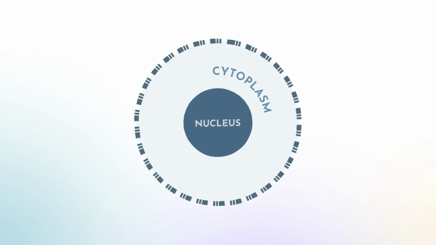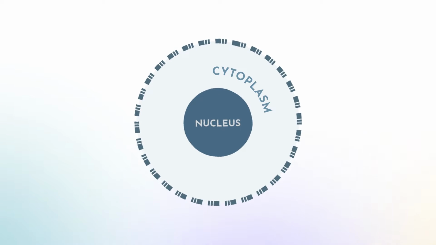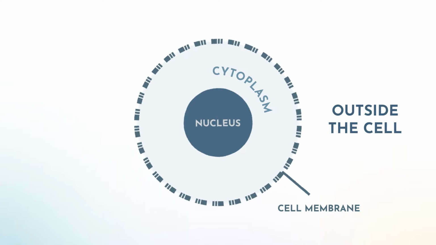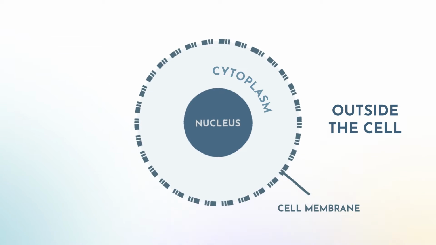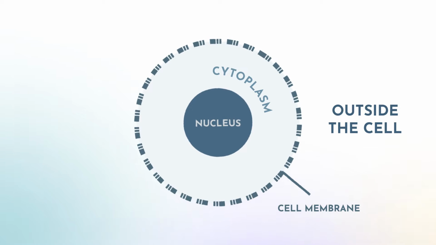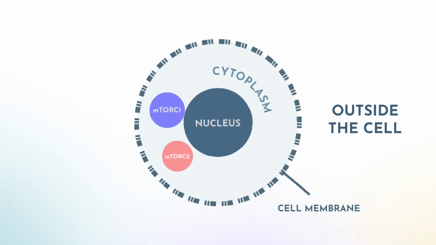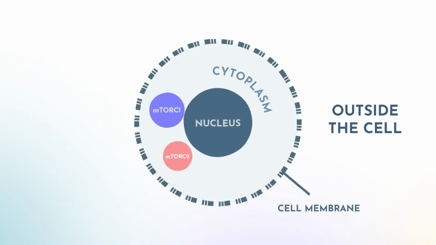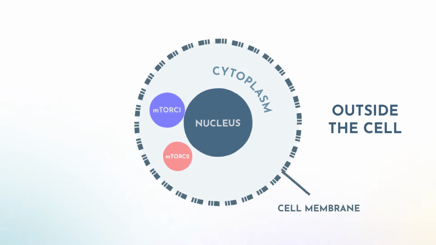And we have a graphic here where we can see mTOR, where it is within the cell. So here we have a picture of a cell, and this section we've got outside the cell. Then we've got the cell membrane, the biphospholipid layer. And then we're here inside the cytoplasm, and that's where we're going to find mTOR complex 1 and mTOR complex 2. We can see that there are factors outside the cell that are impacting mTOR.